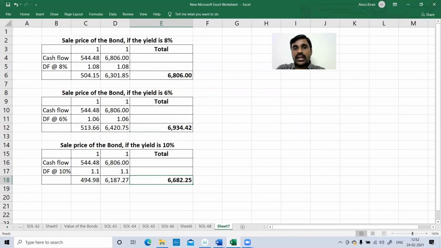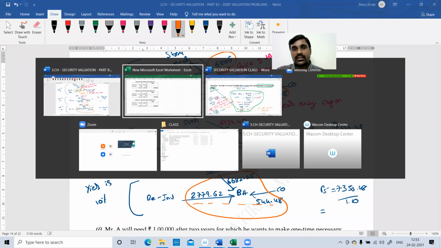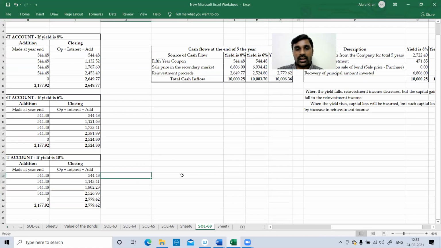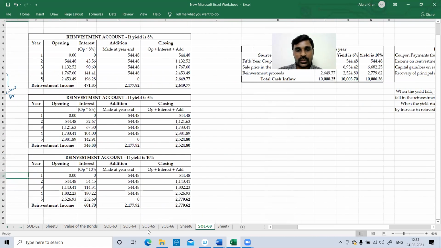Sale price of the bond if the yield is 8%, right? So this is the magic. Now I have to explain the logic for this magic. Okay, look at this. The logic for this magic is very simple. I'll show you that.